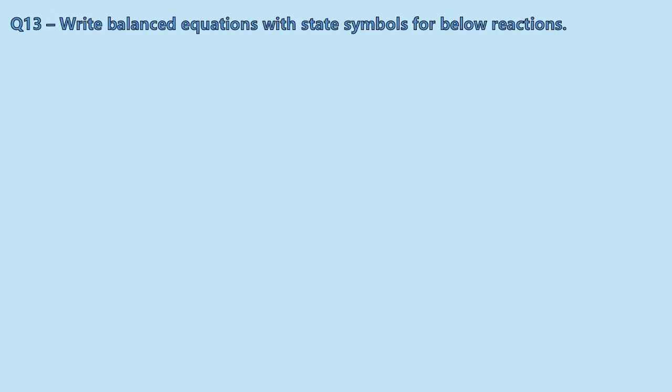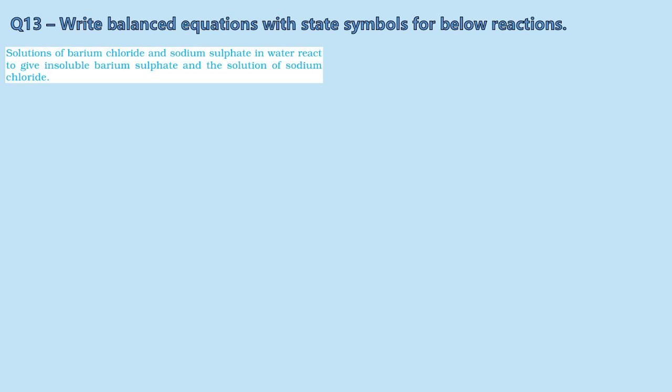Right? Balanced equations with state symbols for below reactions. Okay, so we will describe a situation in words. We need to write balanced equations for these. So we have solutions of barium chloride and sodium sulfate in water, and it will react together to give an insoluble barium sulfate solid, and a solution of sodium chloride.